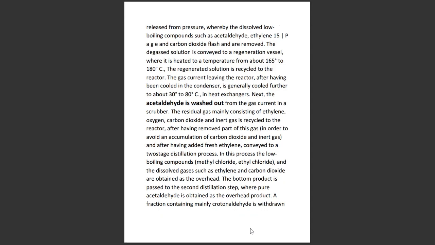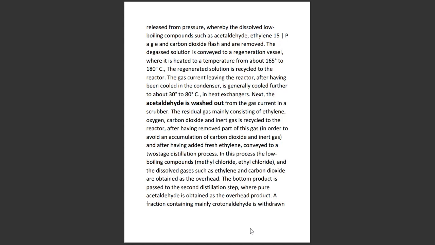The gases then leave and the product is generally cooled further to about 30 to 80 degrees Celsius in a heat exchanger. Then the product is washed out from the gas current in a scrubber. The residual gas, mainly consisting of ethylene, oxygen, carbon dioxide, and inert gas, is cycled to the reactor after having removed some of the gas, and after having added fresh ethylene, conveyed to a two-stage distillation process. In this process, the low boiling point components and the dissolved gases such as ethylene and carbon dioxide are obtained as overhead.